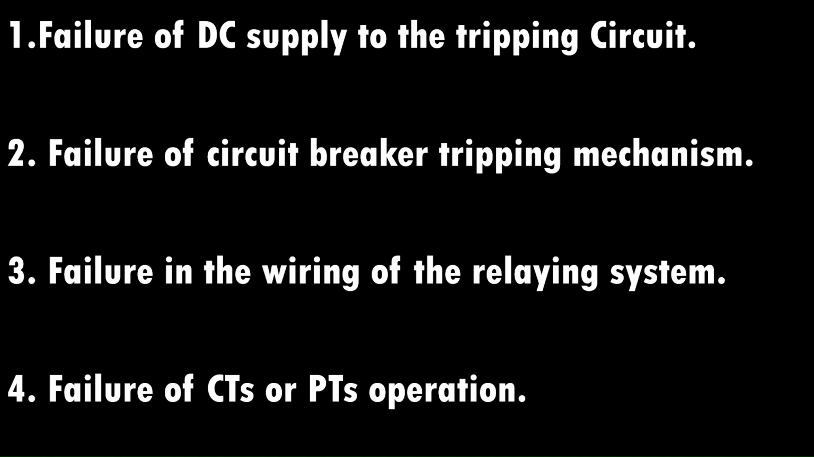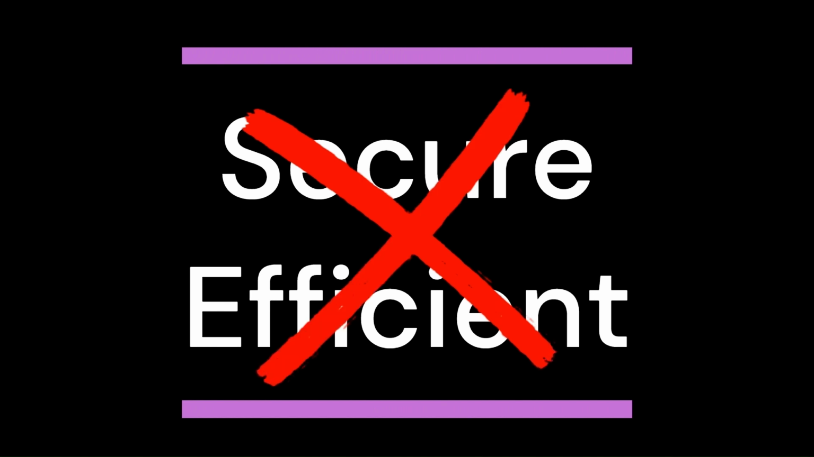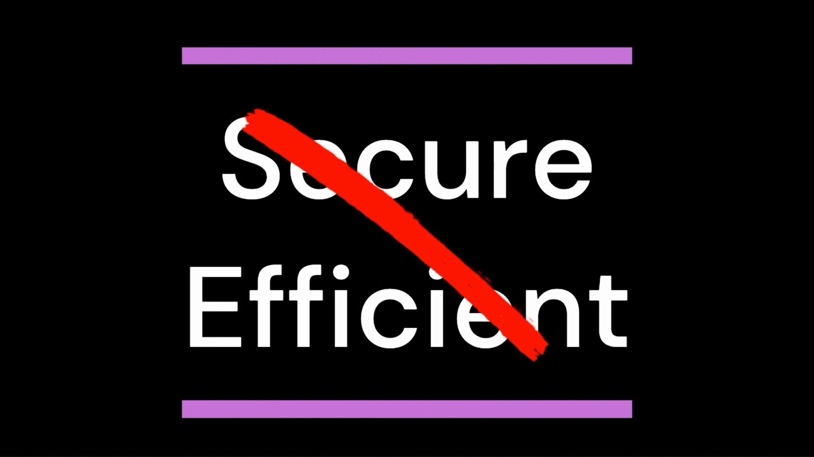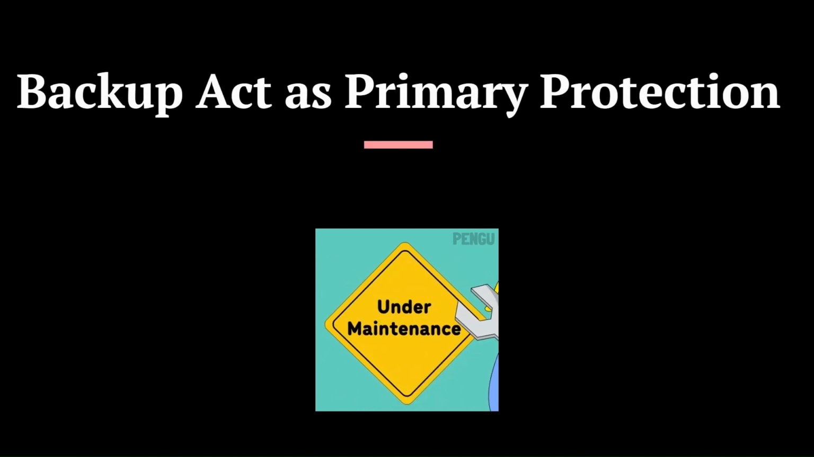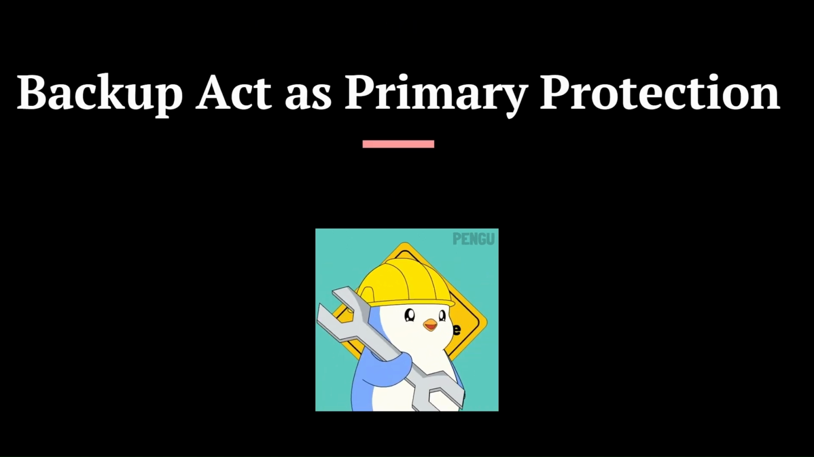Therefore, backup protection is very important for stable and reliable power system, because we know it is not possible to design a 100% secure and efficient system. Moreover, when we disconnect primary protection for testing or maintenance purpose, then secondary or backup protection can act as primary protection.